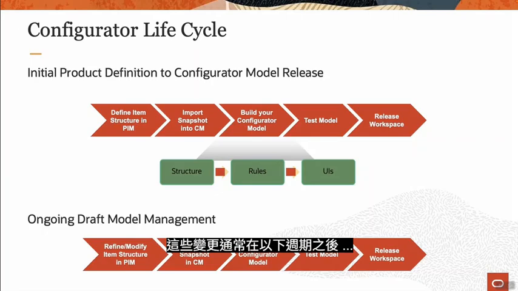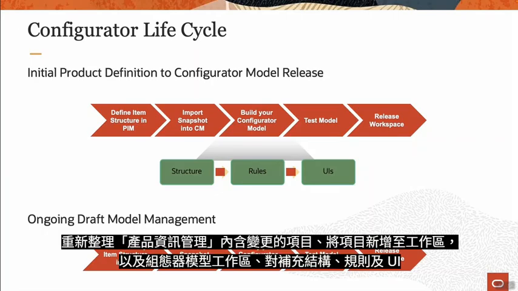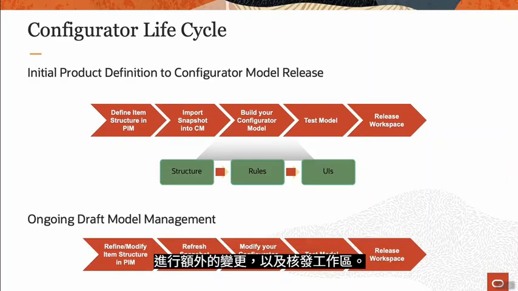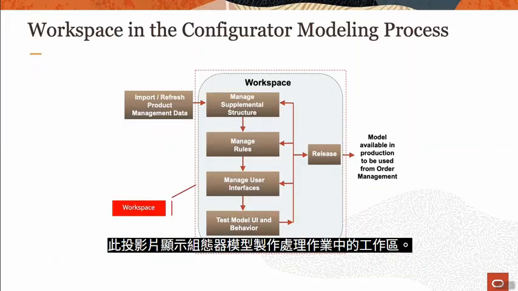These changes typically follow this cycle: refreshing the items that have changes within Product Information Management, adding the items to a workspace in the configurator model's work area, making additional changes required to the supplemental structure, rules, and UIs, and releasing the workspace. This slide shows the workspace in the configurator modeling process.